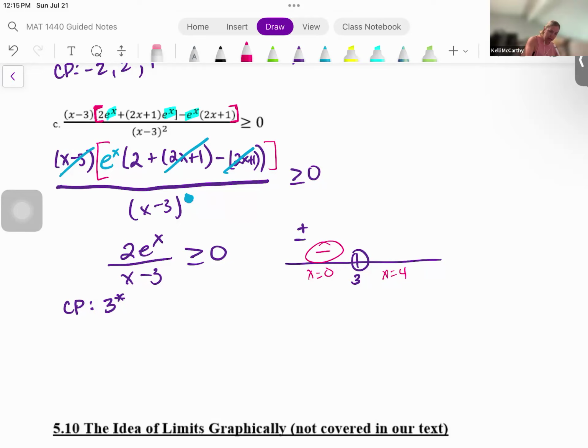Plugging in x equals 4, again, the numerator is always positive. And if I plug 4 into my denominator, that's positive, resulting in positive. We want to know where this rational expression is greater than or equal to 0. It's going to be in the interval 3 to positive infinity. And again, because 3 was a restriction from the denominator, it's not included in this interval.